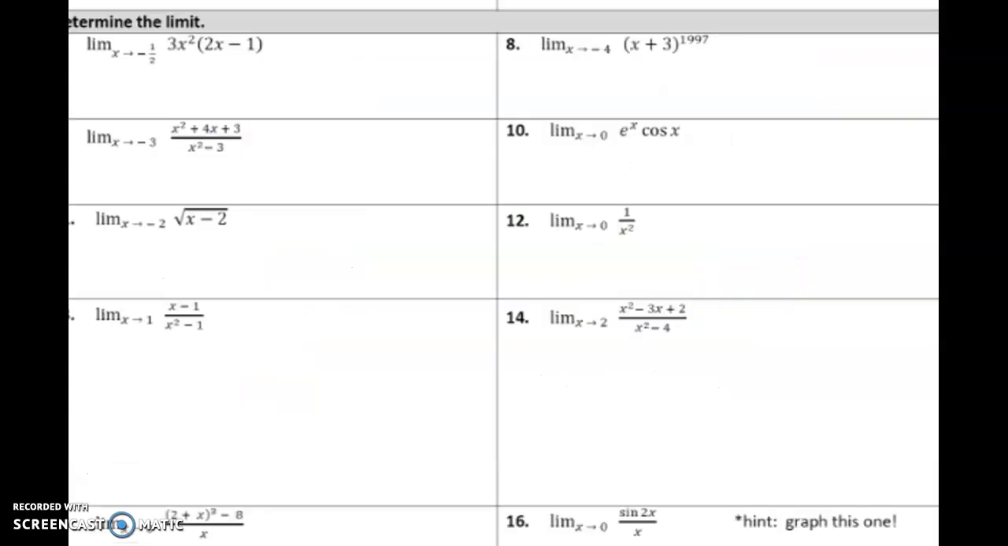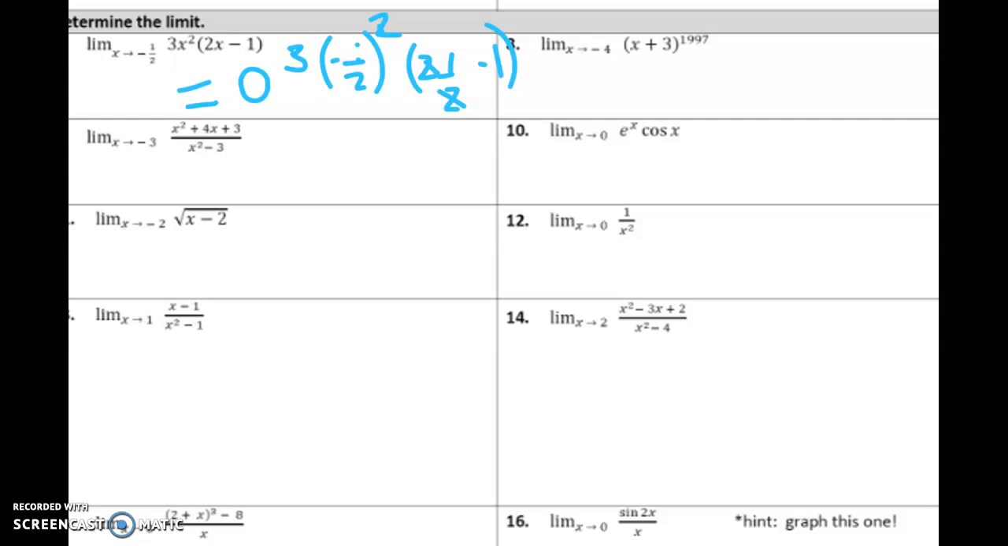Going on to number 7, it says determine the limit. Let's see if we can do a limit by direct substitution first. This would be 3 times (-1/2) squared, times 2 times 1/2, minus 1. Those 2's will cancel. We get 1 minus 1, which would be 0. So I don't even have to evaluate this. The value of this limit would equal 0. I can do a direct substitution because this is a polynomial function.